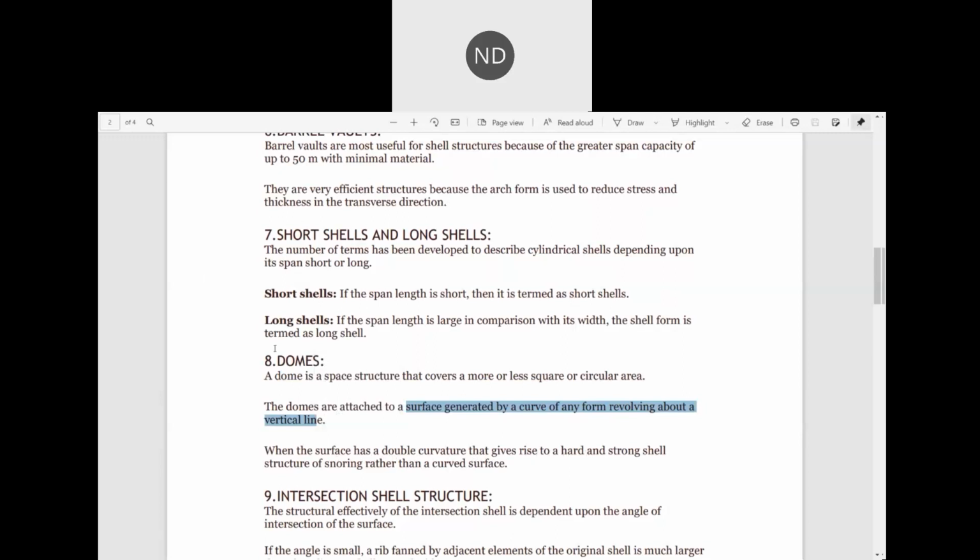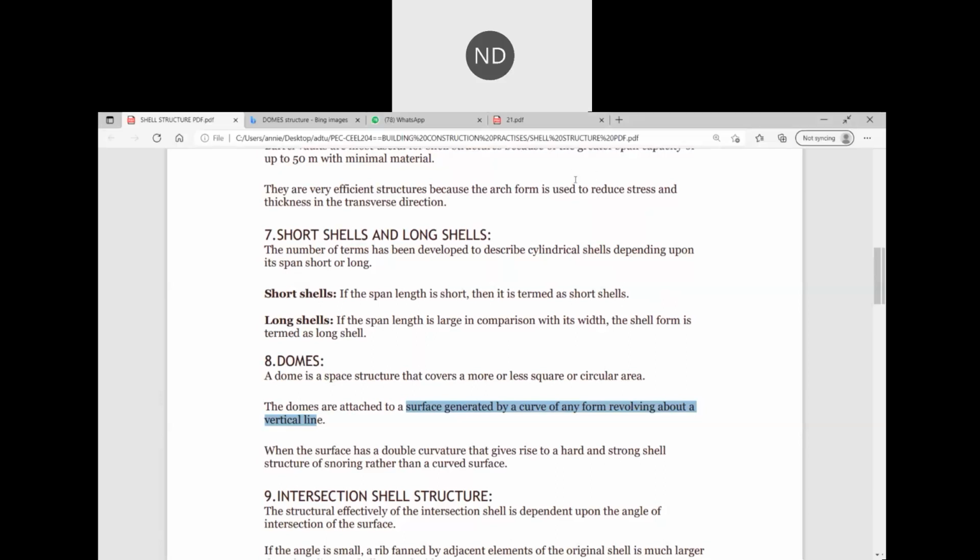I'll show you the domes. Okay, I have opened, where is this? This one, I think, no?